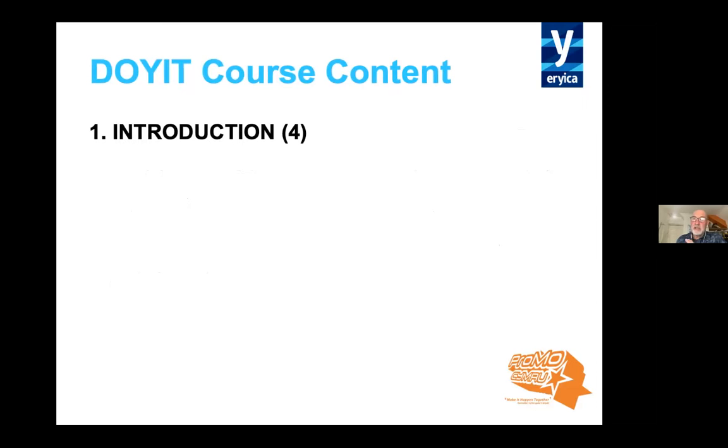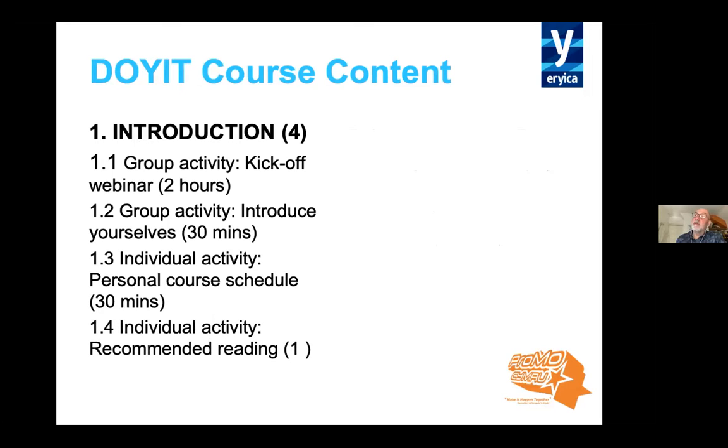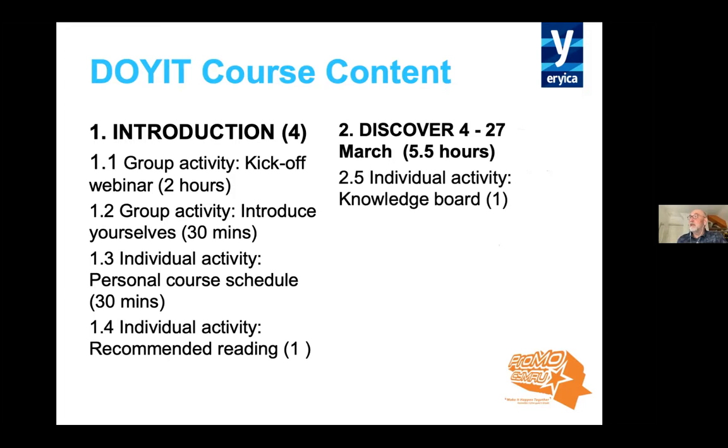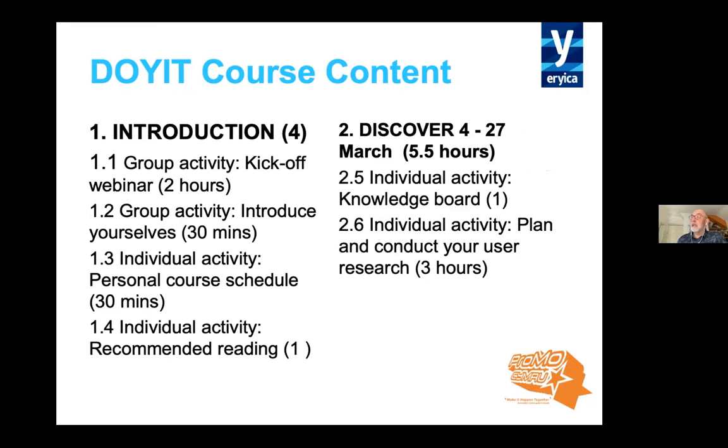I'm going to run through this quickly, because when people talk to me about a course, I always think, well, what am I going to do in the course? I'd like to know what it would involve. To give you an idea, that 4 is 4 hours. So there's an introduction for 4 hours. Some of it's group activity, some of it's individual activity through an online Moodle e-learning platform. And there's a discover stage. You can see those different stages. Then you would do a knowledge board, plan and conduct your user research, attend a meeting.